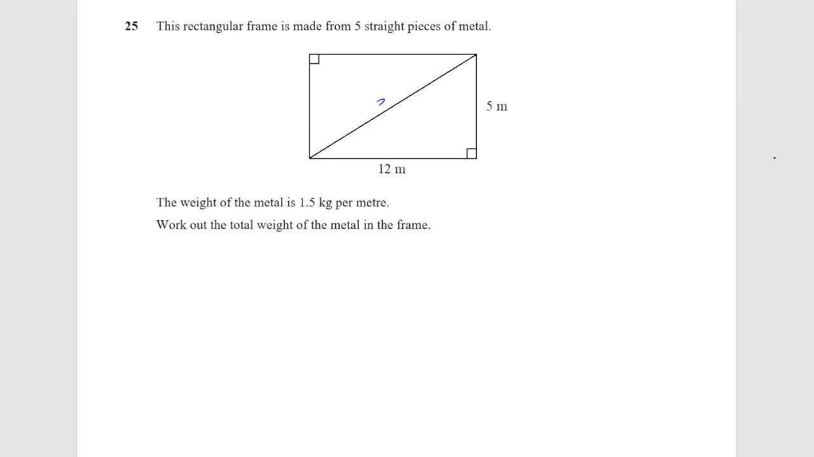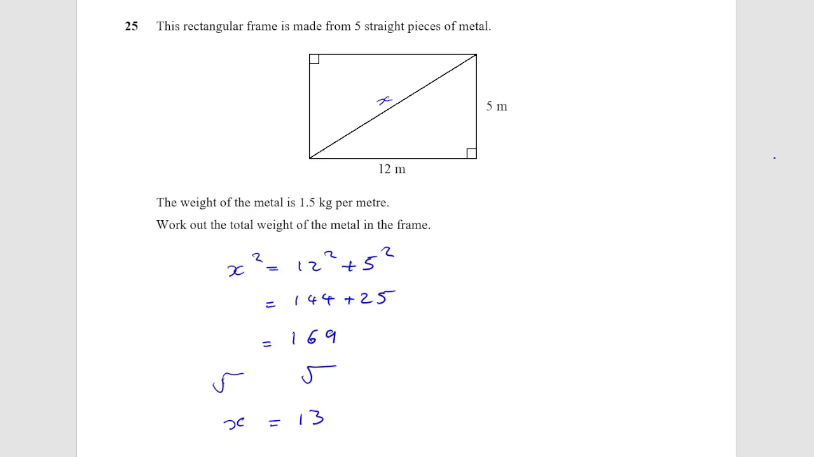So the first thing I'm going to do is work out the length of the diagonal. So x squared using Pythagoras is going to be equal to 12 squared plus 5 squared, which is going to be equal to 12 squared is 144, 5 squared is 25. So that's going to give me 169. Square root of 169, so square root both sides. So x is going to be equal to 13.